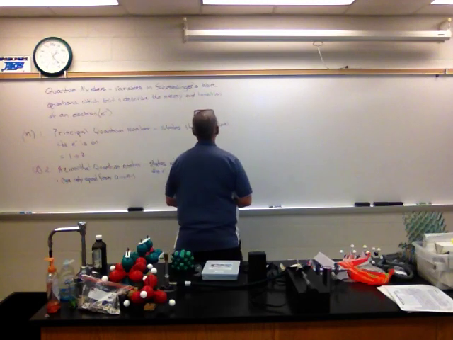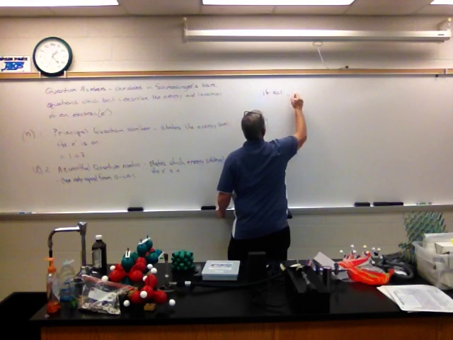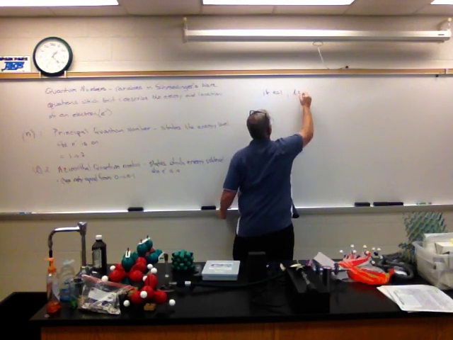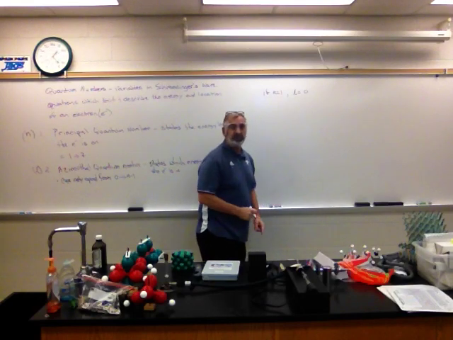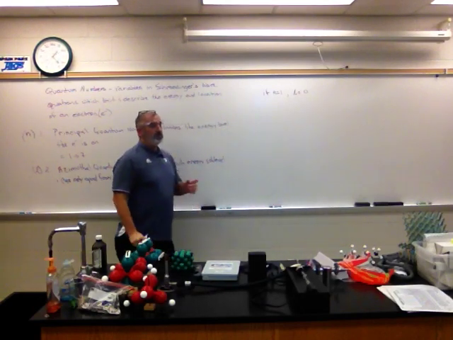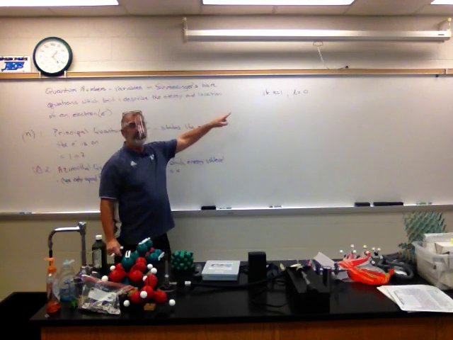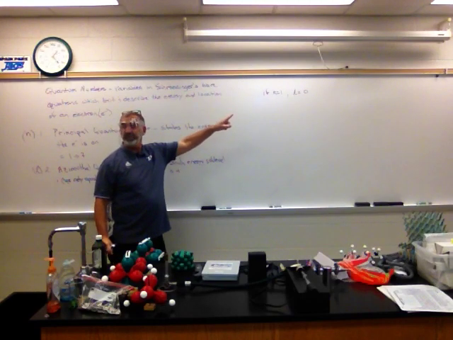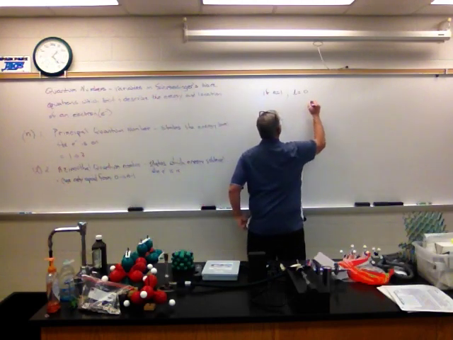So, this is a continuation under number 2 here. If n equals 1, what's the only possible value for L? 0. L can only equal 0. There's only one possible orientation in space when n equals 1 and L equals 0. If L equals 0, only one orientation.